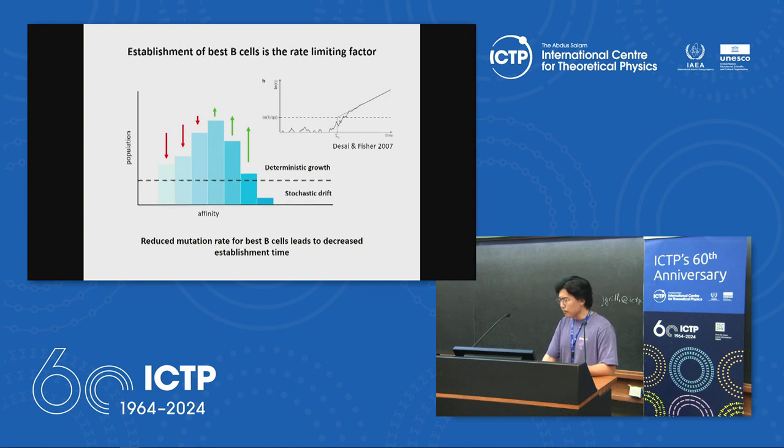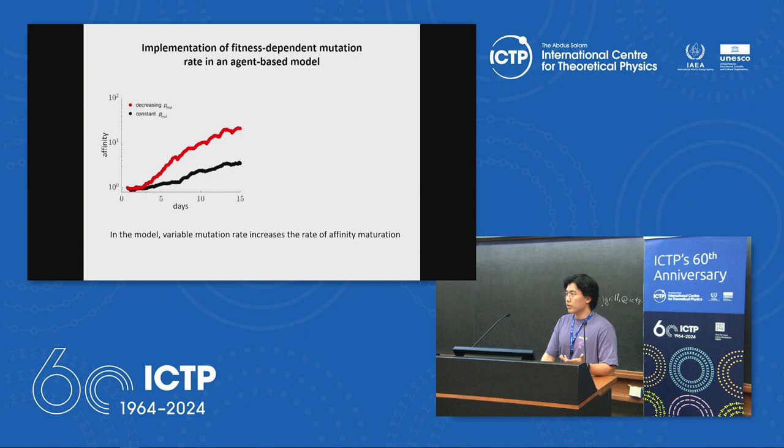Okay. And so again, we can throw this into an agent-based model, and what we find is that having this affinity-dependent mutation rate in B cells in the germinal center greatly increases the rate of affinity maturation. The overall affinity increases much faster than in the constant case, as shown in this graph here. But the real question now is, okay, how do we actually test this experimentally?